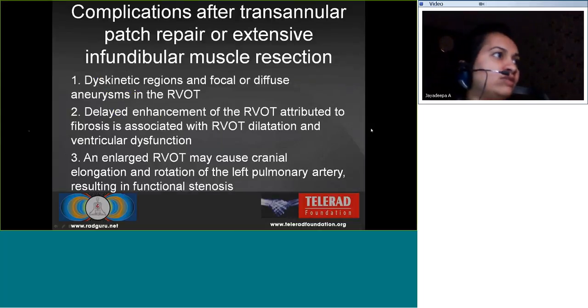What are the complications after transannular patch repair or extensive infundibular muscle resection? There can be dyskinetic regions and focal or diffuse aneurysms along the course of the RVOT. There can be delayed enhancement of the right ventricular outflow tract. This is basically due to fibrosis and it is picked up on MR on delayed enhancement sequences. And it is associated with RVOT dilatation and ventricular dysfunction. An enlarged RVOT can cause cranial elongation and rotation of the left pulmonary artery, thereby causing a functional stenosis.